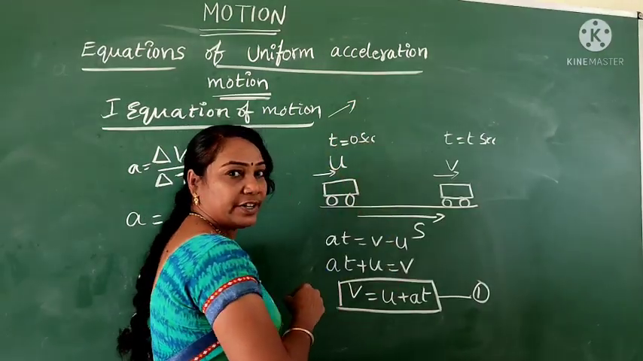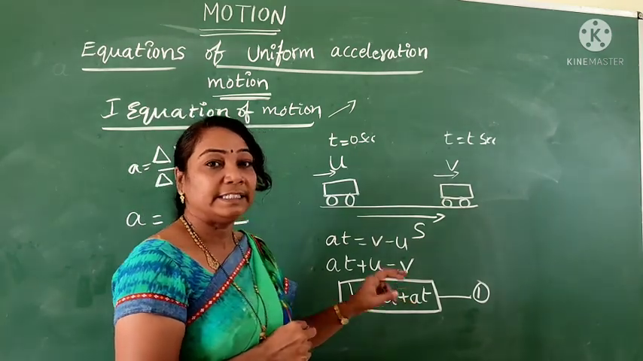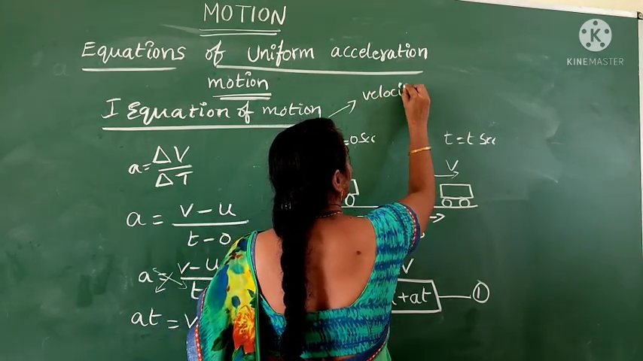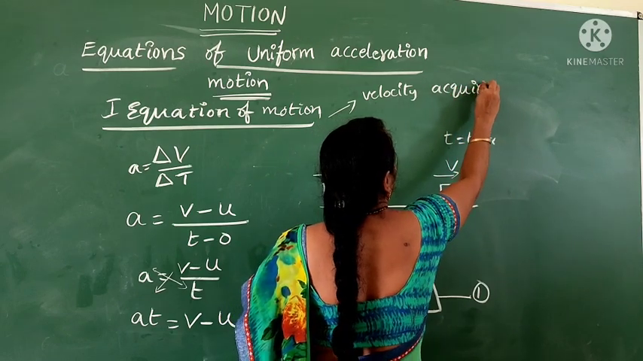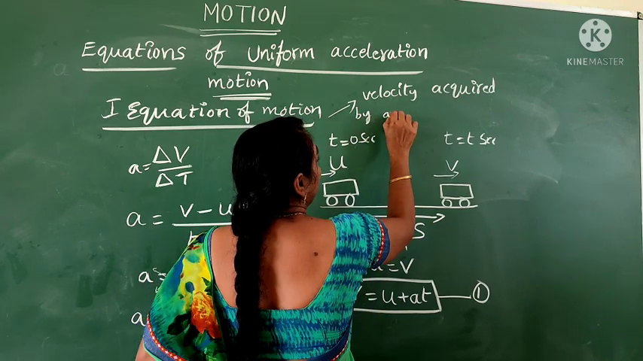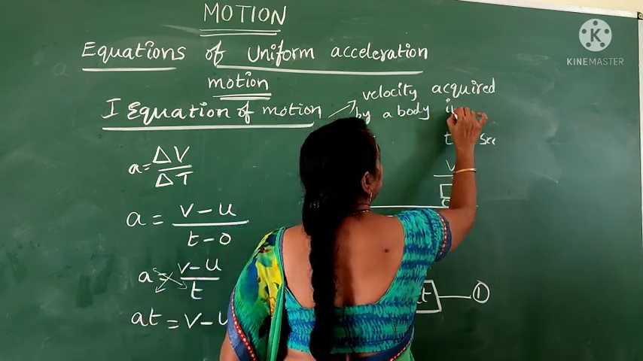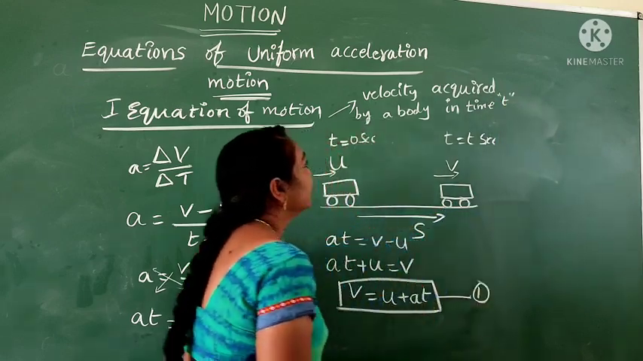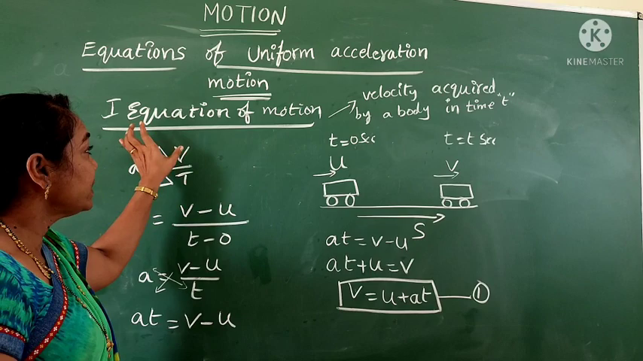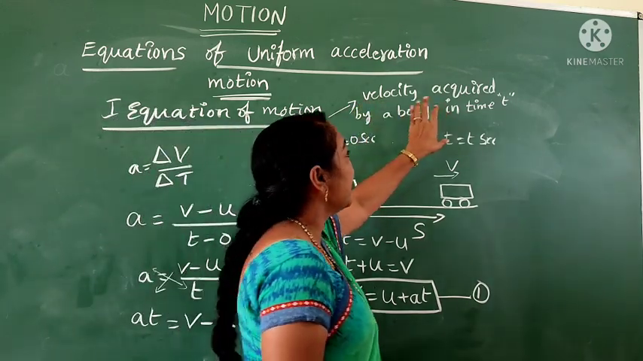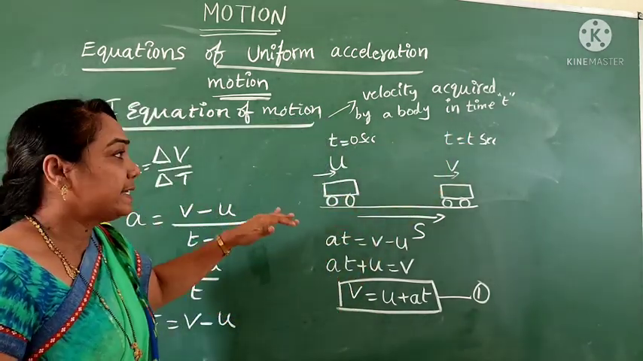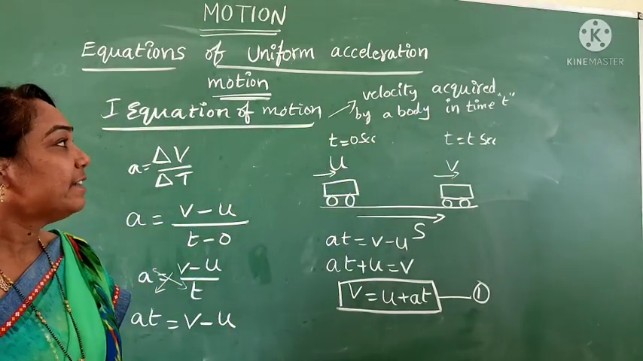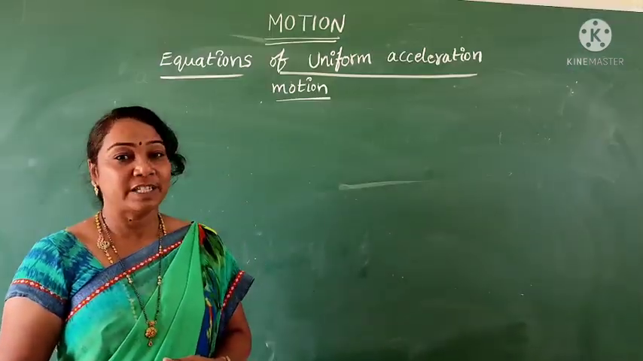Here, the first equation gives the velocity acquired by a body in time t. This is the first equation of motion. The first equation of motion gives the velocity acquired by a body in time t. We have learned about the first equation of motion.